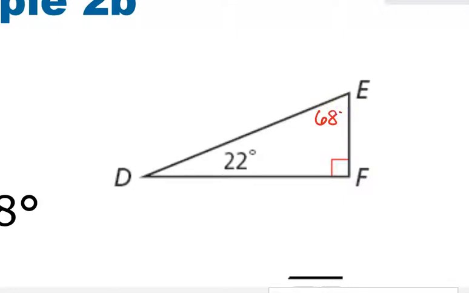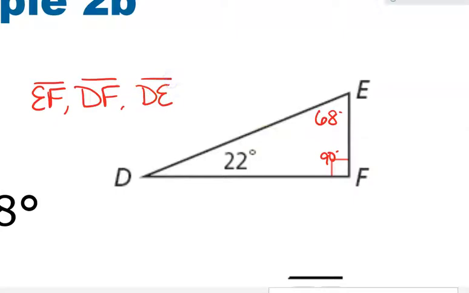And then we're going to write in order from smallest to largest. So we got across from the 22 is EF. And don't forget this is 90. If you need to write 90 to help you, you can. Okay, next largest is DF. And then my largest is my hypotenuse. If you didn't realize this is a right triangle, the hypotenuse is always the largest, DE.